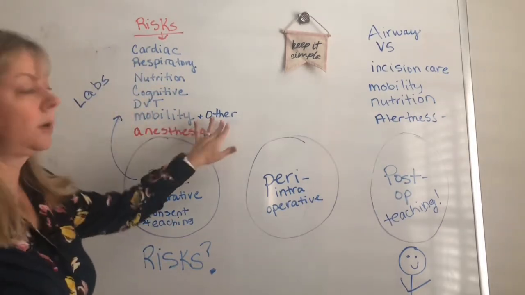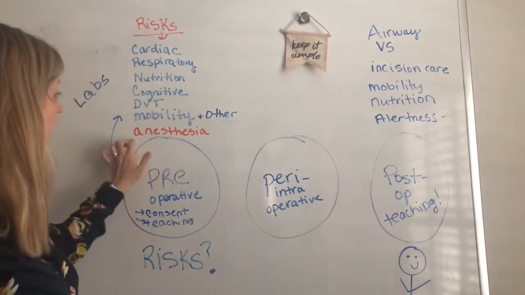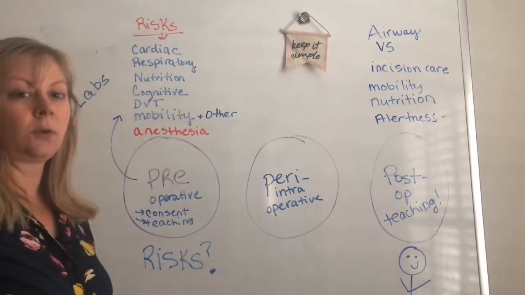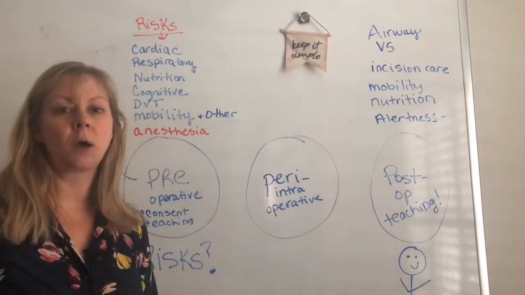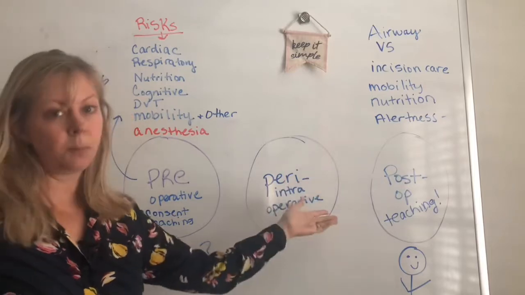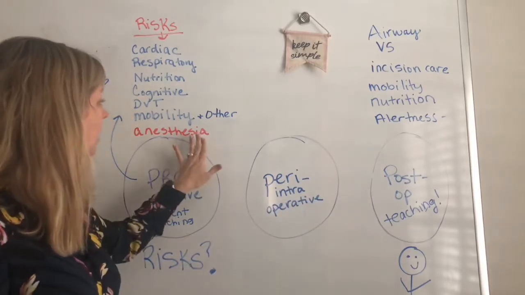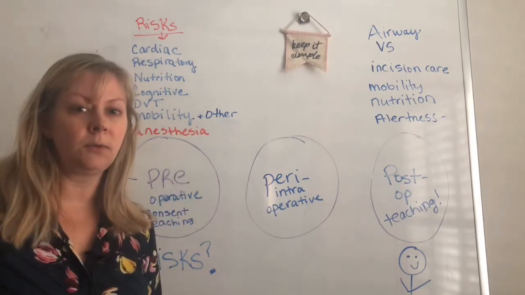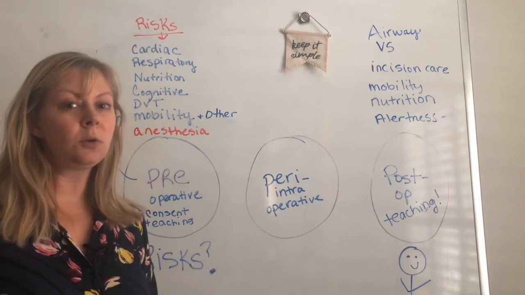Mobility and other kidney disease. Do they have a history of anemia? And lastly, anesthesia risk. So I want to know if they've had issues with anesthesia in the past, even nausea and vomiting post-operatively, because we can give them medications to prevent that. But also, do they have a family history of anesthesia issues? Malignant hyperthermia, very rare, but we need to know about it.